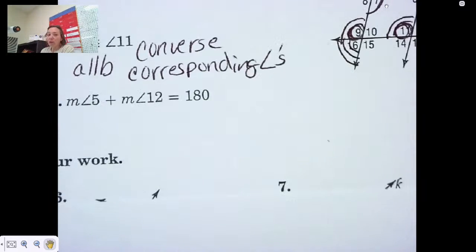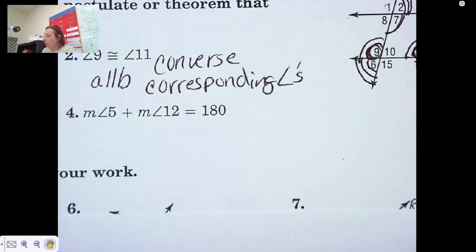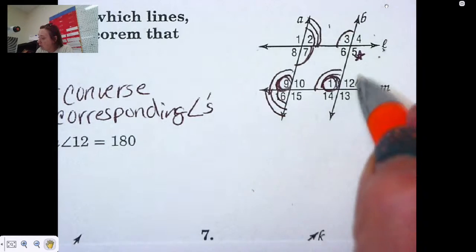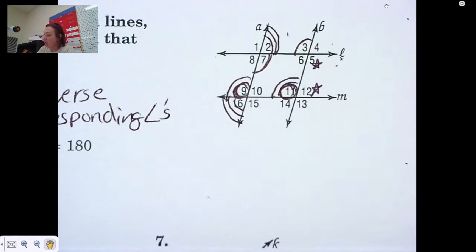Okay, look at number 4. So it's different. On number 4, it says 5, that's this guy, 5 plus 12, the measure of 5 plus the measure of 12 equals 180.